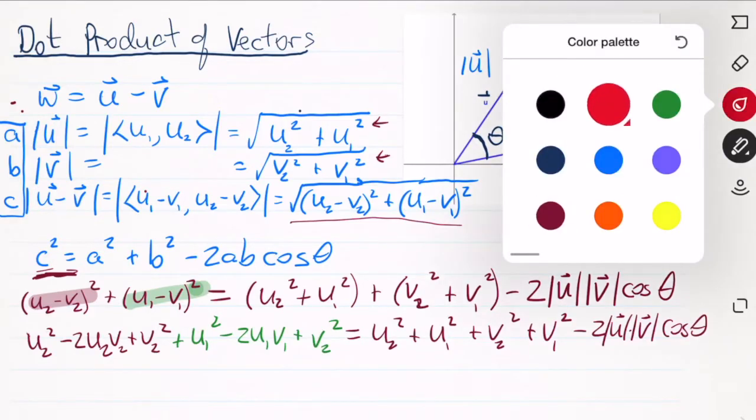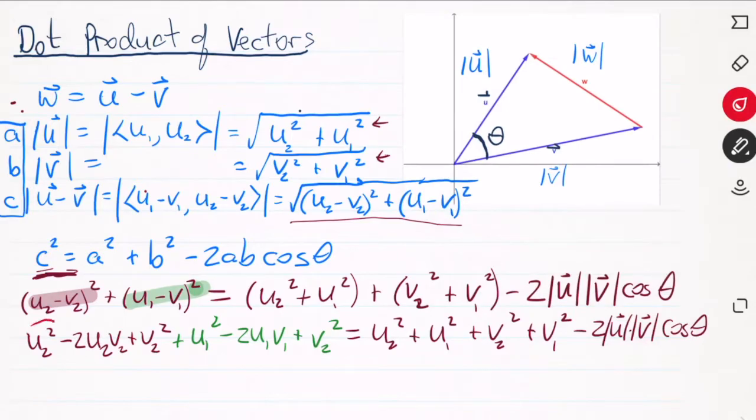And then the fun begins. On this side, there is a u2 squared. On this side, there is a u2 squared. They go away. They're both positive. If I subtract it from both sides, it disappears. This side has a u1 squared. This side has a u1 squared. So again, those are going to cancel.